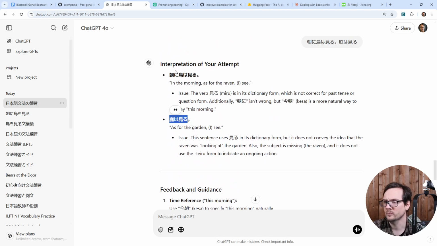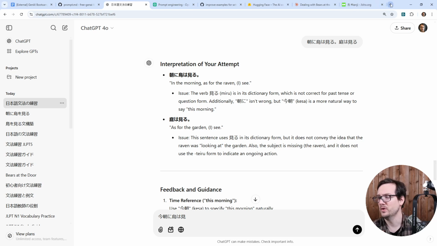Okay, and so we can adjust this here. I'm going to make a new attempt, and I'm going to switch this to keisa, which is a more natural way of saying it. It is actually more natural. And so instead of miru, I'm going to switch to my Japanese keyboard here for a second.